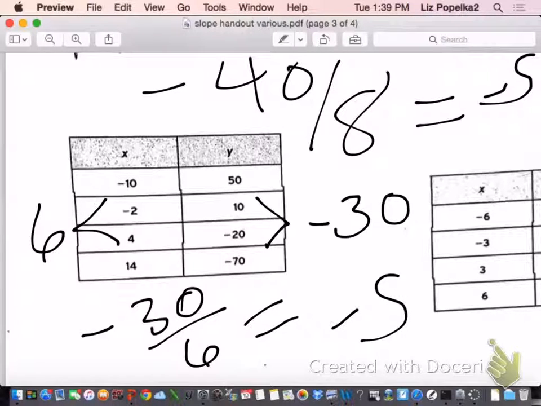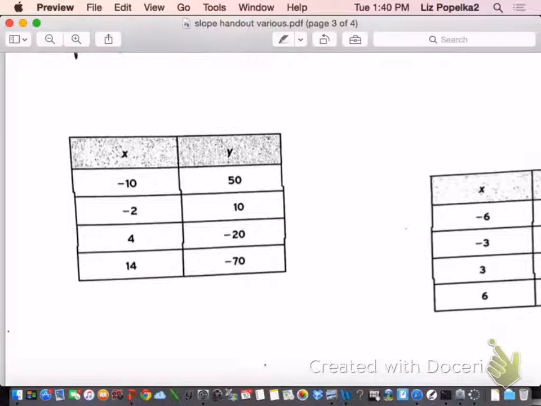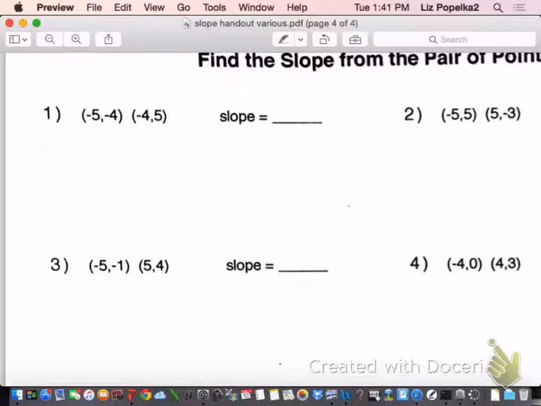Oh, I know there is one more type I want to do for you guys. Or you can do the bottom one. Okay, so guys, number 1 on the back. I'm going to wait for you 1 second.